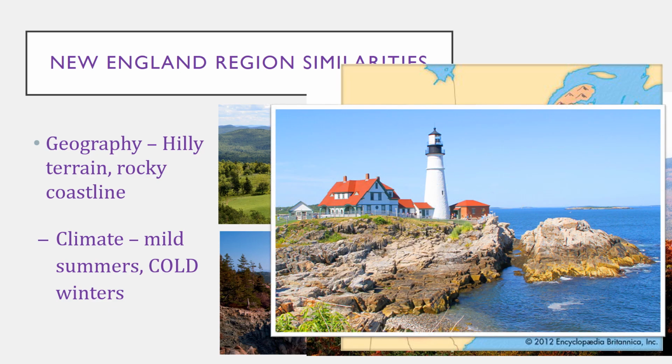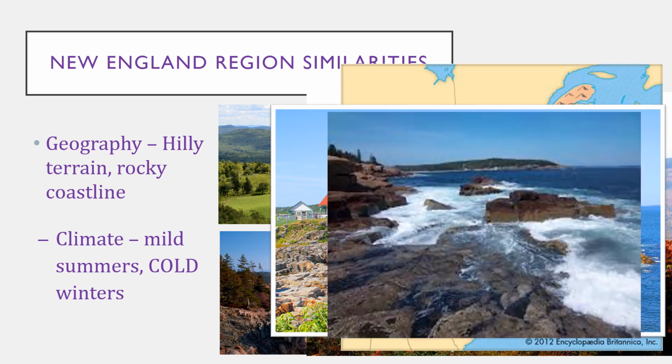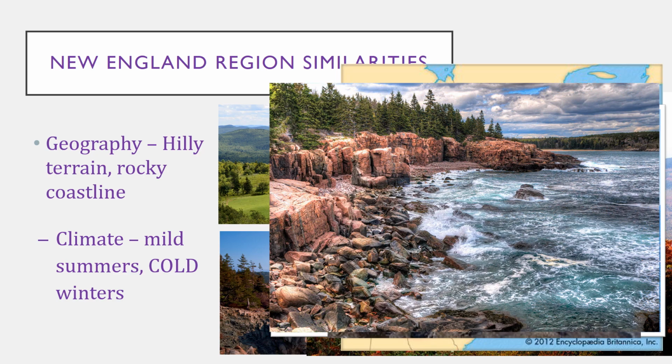Along the Atlantic Ocean, the colonies have a rocky coastline. You won't see a whole lot of sandy beaches here. They are mostly rocky, as you can see from the photos. Go ahead now and draw a rocky coastline next to your notes about the New England region.